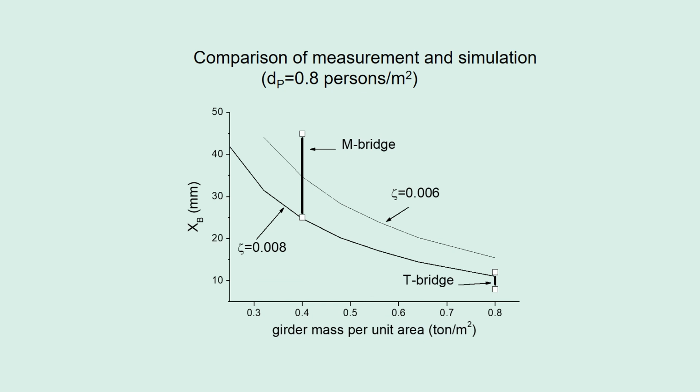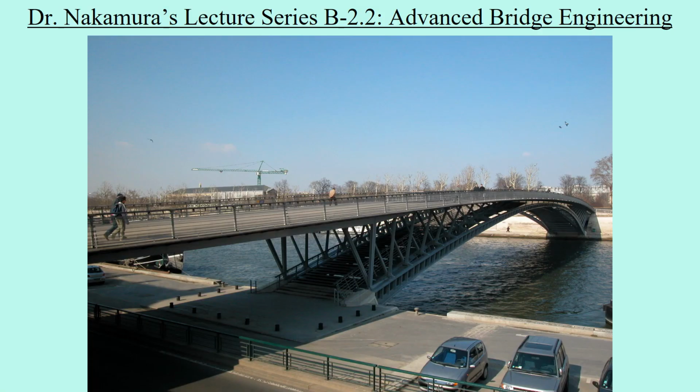This is a comparison of measurements and simulation. The lateral girder displacements of the T-bridge and M-bridge are shown with the two predicted lines for the damping ratio zeta of 0.006 and 0.008. There is a reasonably good agreement. This is the Solferino Bridge in Paris, which also suffered the lateral vibration.